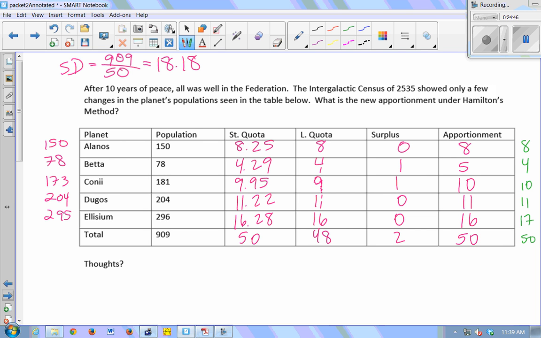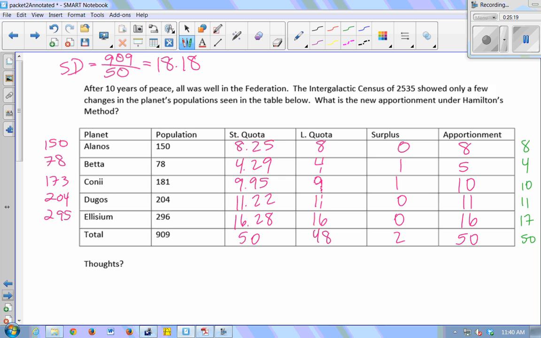Oh, Beta gained a seat. Sorry, I was reading it backwards. So Beta gained a seat, and their population stayed the same. Elysium, their population grew, and they lost a seat. So that's weird, right? Beta's population stayed the same, and their apportionment went up. They got a whole other seat for no good reason, whereas Elysium's population grew and they lost a seat.